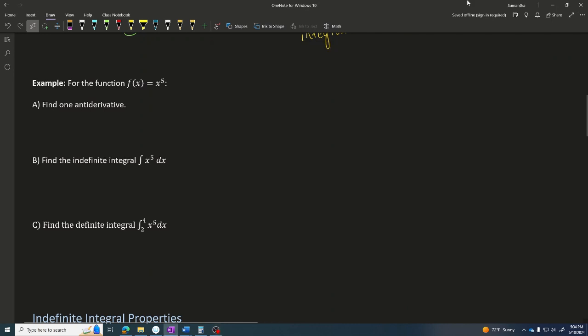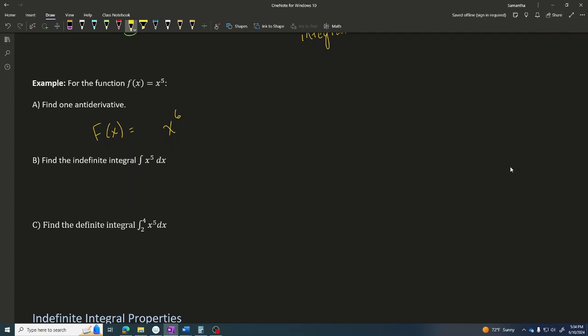Let's do another example to practice using this language. Here I have the function x to the power 5, and someone asks me, find one antiderivative. Now, thinking about what function would give me x to the power 5 if I took the derivative, I'm going to need to start with a power of 6 in order for the derivative to give me a power of 5, because derivatives decrease powers by 1 unit.